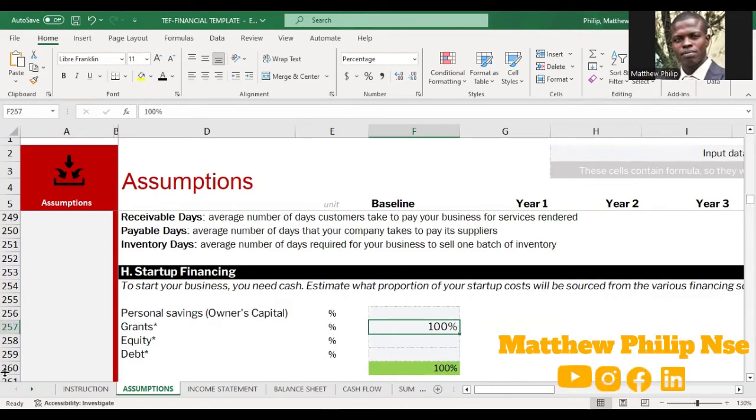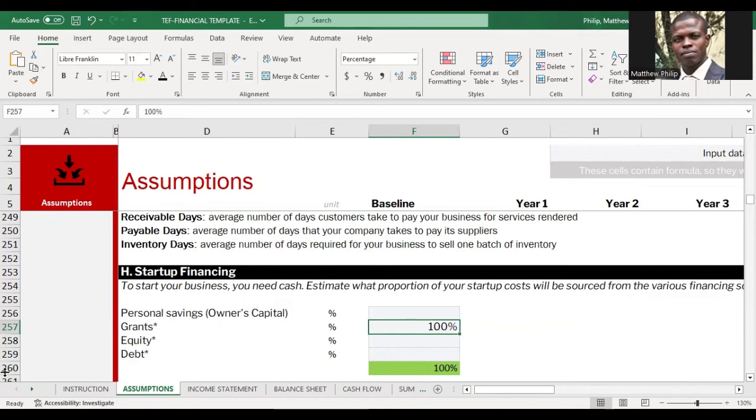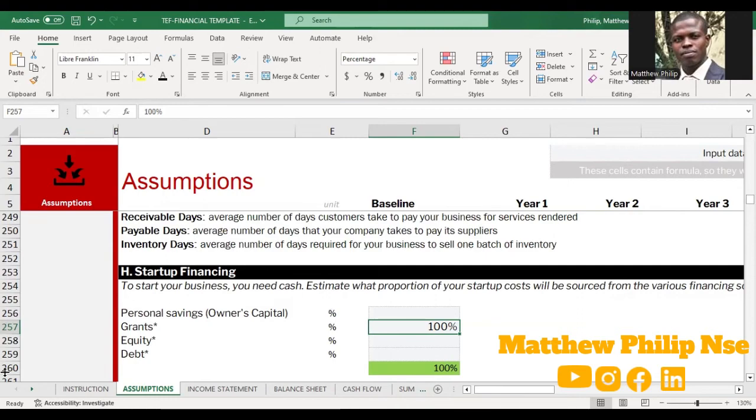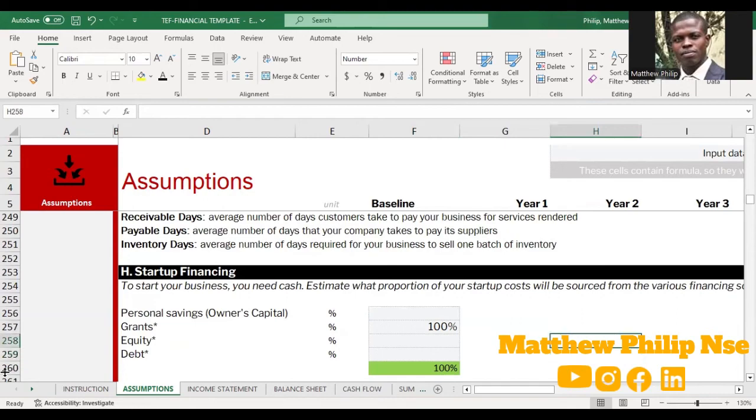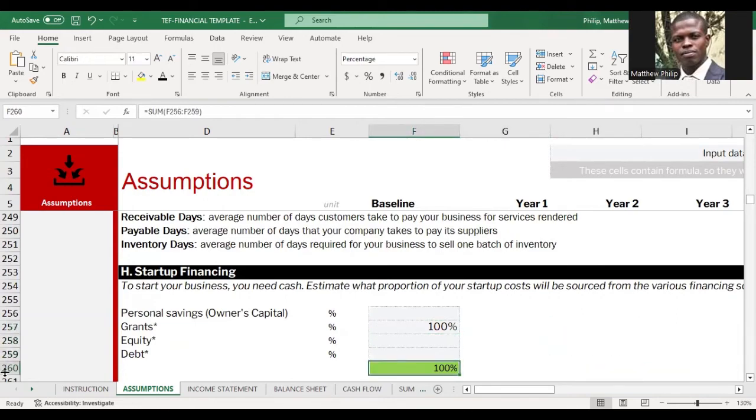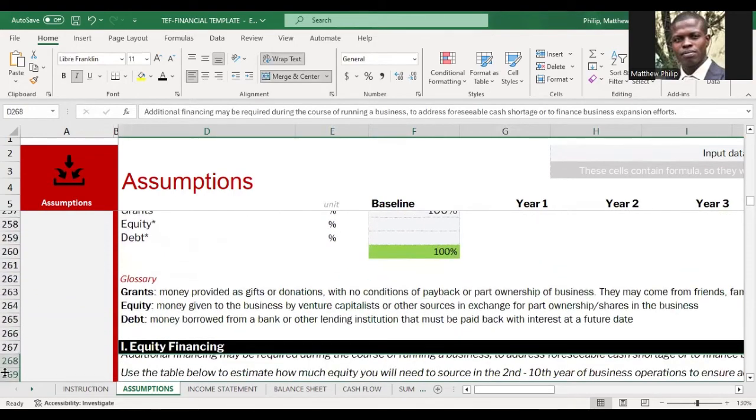But if your startup capital is more than the $5,000 grant that TAF is giving you, you can now put other sources like personal saving. How many percentage will come from personal saving? How many percentage of that capital will come from equity financing? How many is going to come from loan? Then what percentage will the grant take? But at the end, we should have a total of 100%. If not, this will not fly.